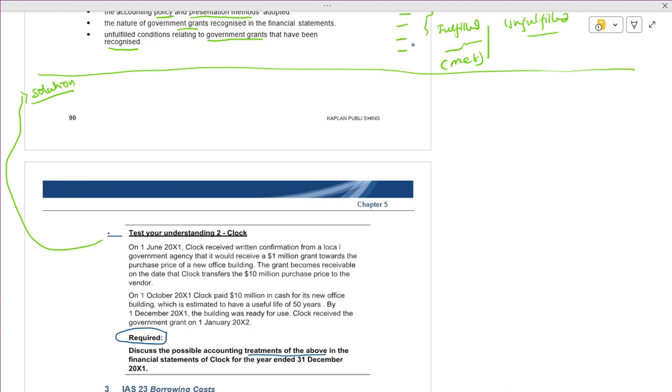You always make sure that first you read the requirements. Even as I say, we will miss it, but that is one of the checklist items for us in examination also. Make it a point. Discuss the possible accounting treatments of the above in the financial statements for the year ended 31st December 2001.